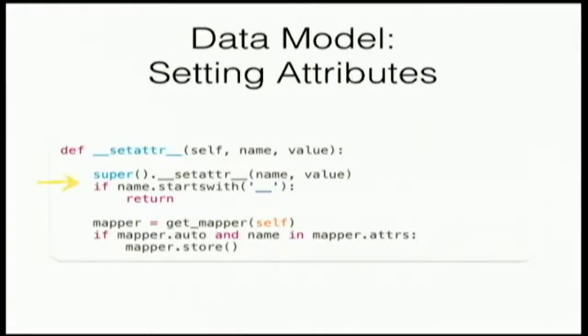So the first thing I'm changing here is if I'm setting anything that starts with double underscore, so it's either something that I'm using internally or it's a magic method, I'm just going to set it as normal and return, not do anything special. Otherwise, I'm going to look up this mapper attribute that's been added to the object. And if automatic synchronization is enabled, and the attribute that we just set is something we actually care about storing, then we're going to invoke this store method down there.